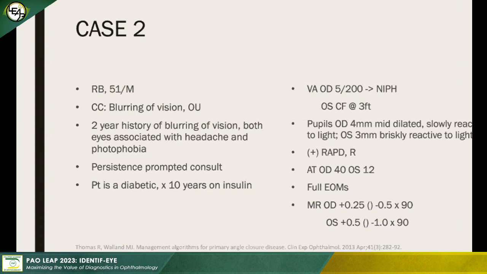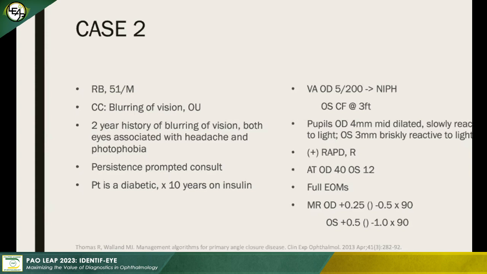So this is a 51-year-old male with blurring of vision in both eyes, with a 2-year history of blurring of vision, both eyes, associated with headache and photophobia. So the persistence of blurring of vision prompted consult. The patient is also diabetic for more than 10 years and has been on insulin. Visual acuity on the right is 5/200, not improved. On the left, it's counting fingers at 3 feet.